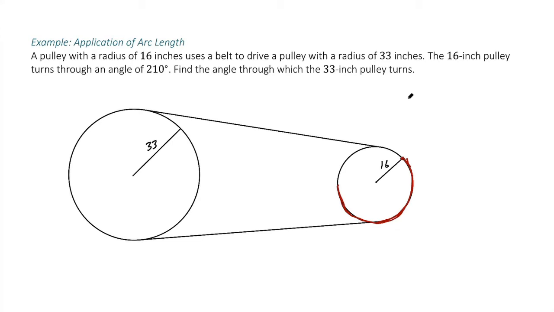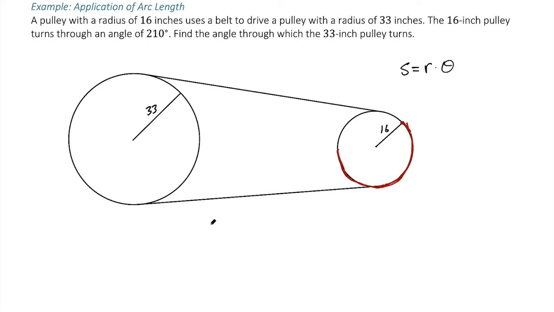Well, we have that arc length is equal to the radius times the angle. And this angle generally is measured in radians. Now we want to know how much this 33-inch pulley will rotate, and really we know that the arc length is the exact same for this, right? The length of the belt that moves through this pulley will be the same as it does over here. So we actually have a really nice relationship where we can just set this r times theta equal to r times theta for the other pulley.